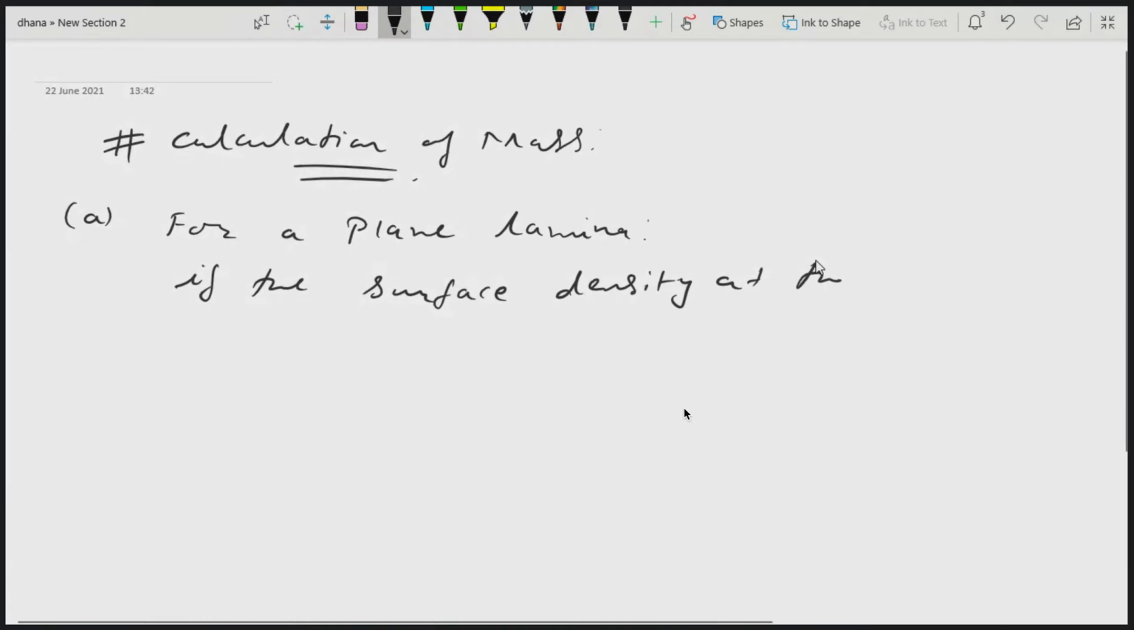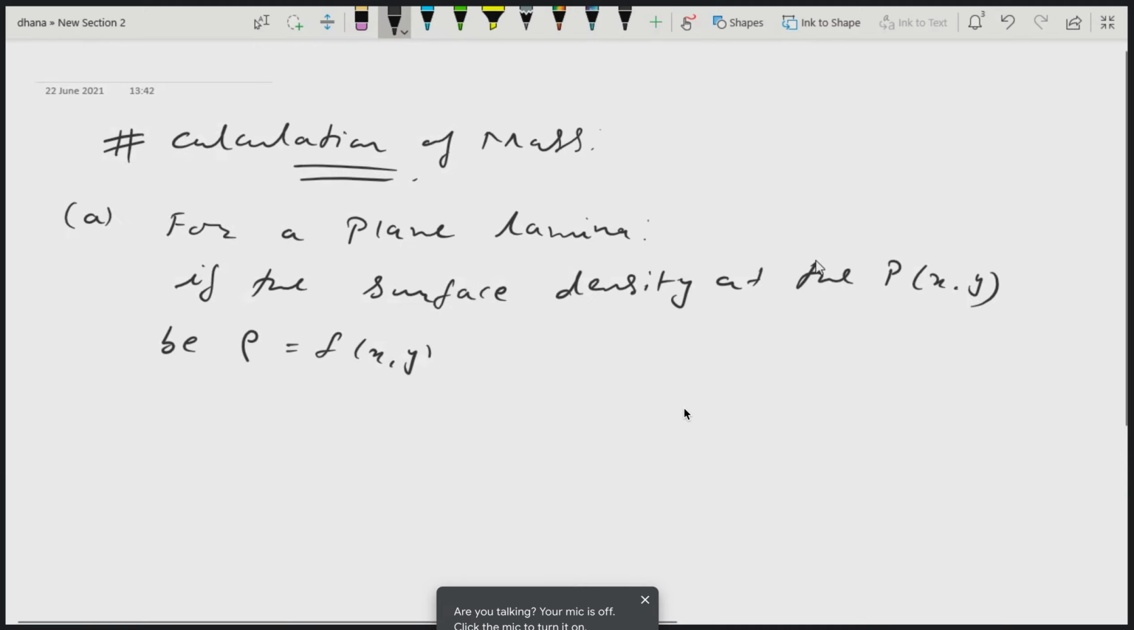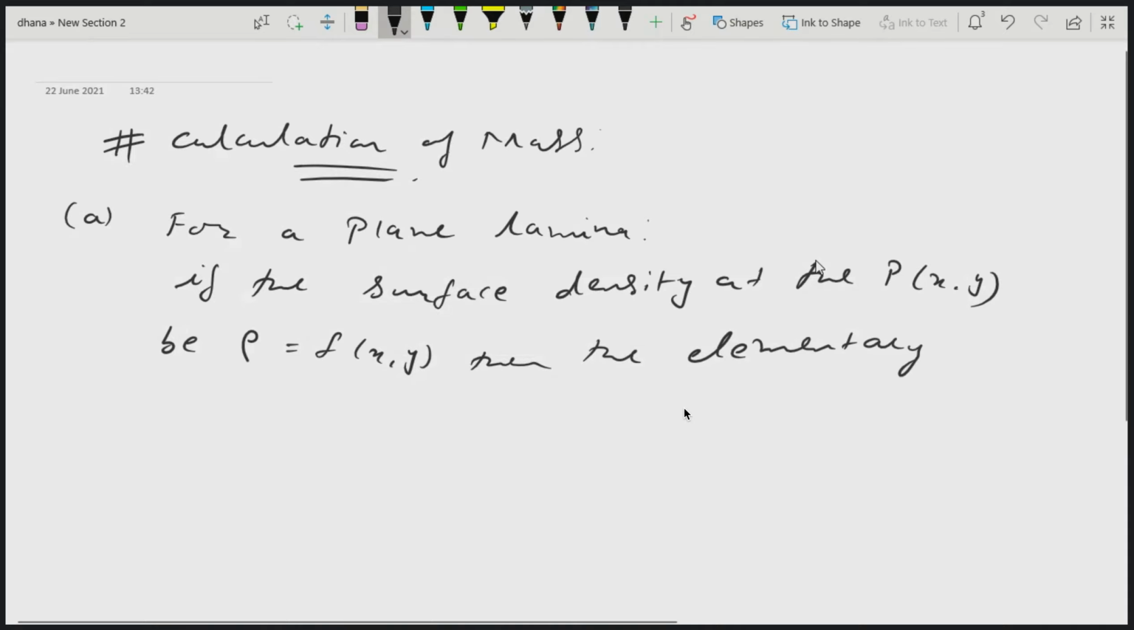At some point x comma y, suppose the density is given by rho, which is a function of x, y. Then the elementary mass at this point P is given by rho del x del y. So the total mass at a point is this one. At a point it is rho del x del y.